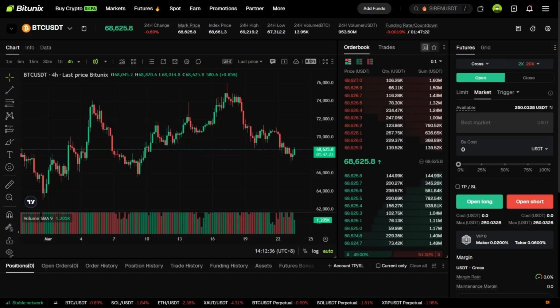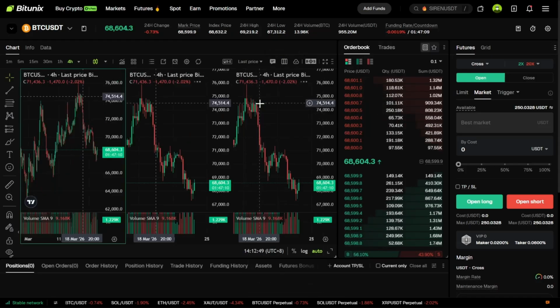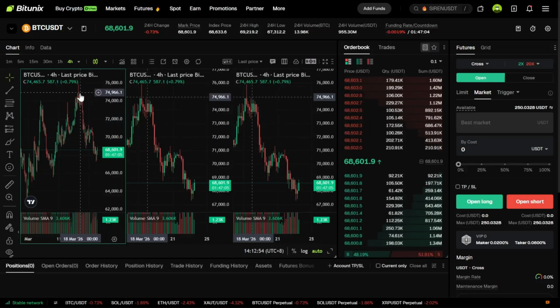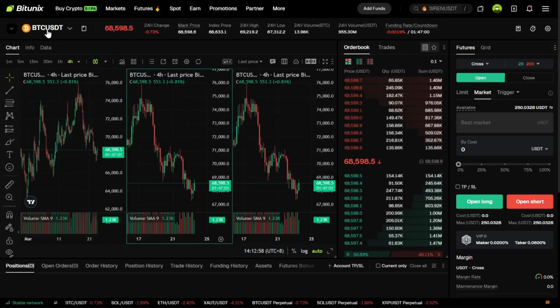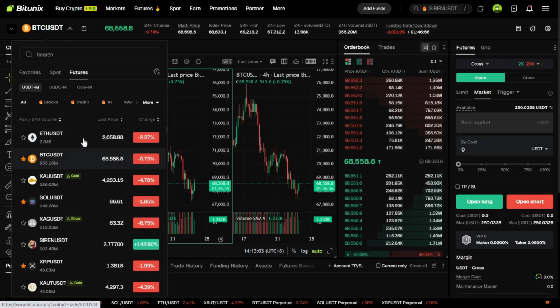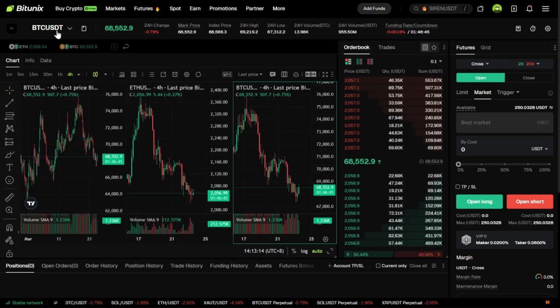A cool feature that Bitunix has with its charts is you can have multiple charts beside each other. So let's say you want to trade multiple tokens or check out, let's say, 3 different tokens at a time. We now have 3 charts side by side, and we can click on a chart. So for this chart, I have BTC. This chart, I want to look at ETH futures. And this chart, I want to look at SOL futures.